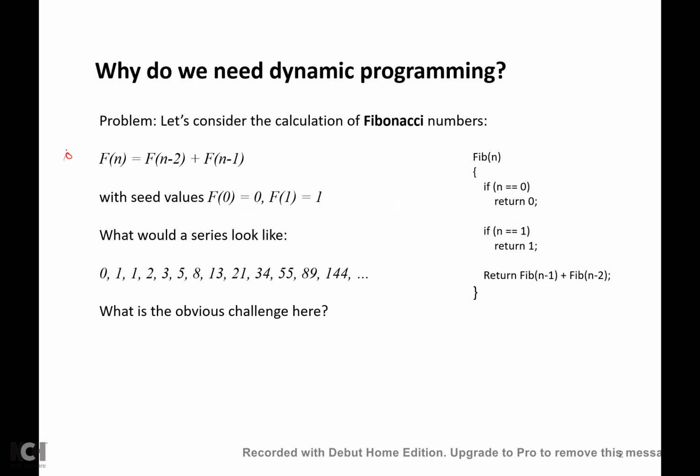Take a look at the formula: f(n) equals f(n-2) plus f(n-1), with seed values f(0) equal to 0 and f(1) equal to 1. Based on this recurrence relation, we can quickly infer a series because every number is the sum of the previous two numbers, except the first two. Such that we have f(2) equal to 1, f(3) equal to 2, and every number is equal to the sum of the previous two numbers.